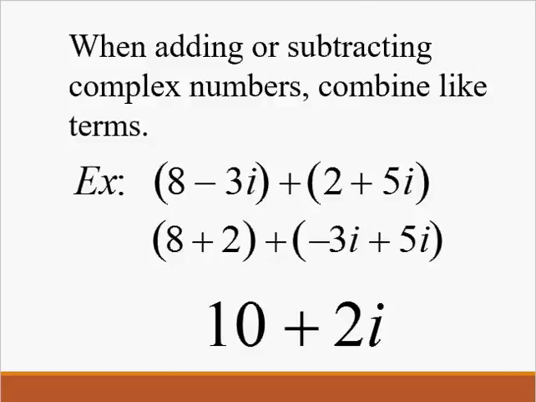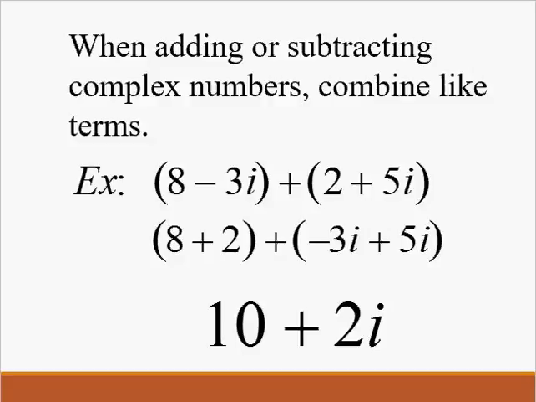What do you do with this? You combine the like terms. What that means is the real number with the real number and the imaginary number with the imaginary number. So 8 plus 2 are the real numbers that you're going to add over here, and negative 3i plus 5i are the imaginary numbers that you're going to add over here.